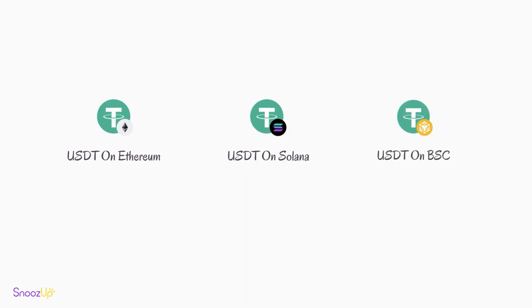Every token lives on a specific blockchain. For example, USDT can exist on Ethereum, Solana, or BSC. It's still USDT, but the road system it uses is different.